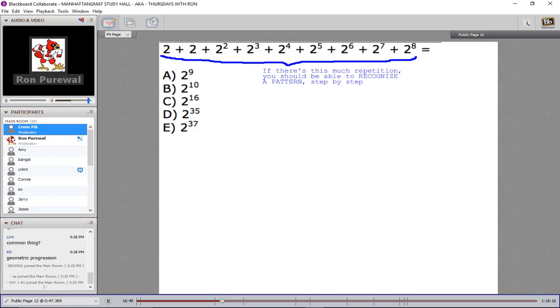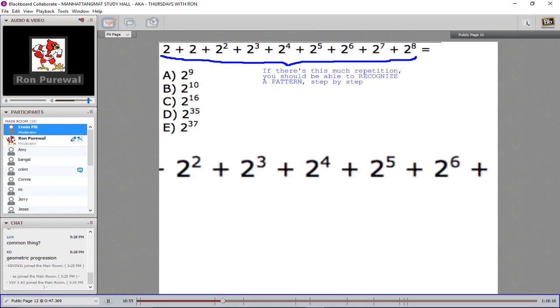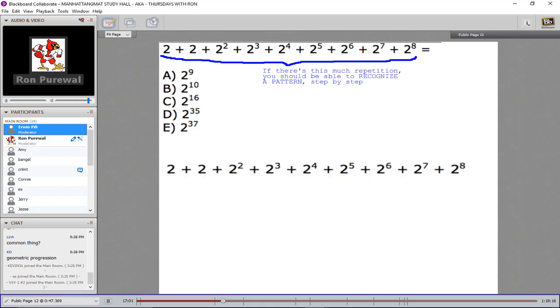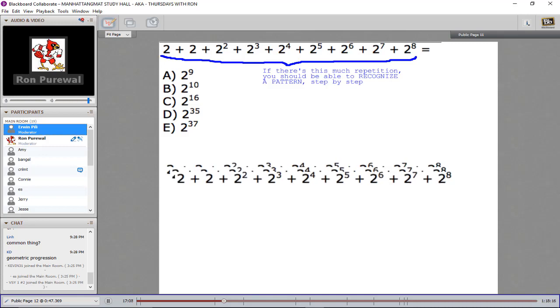In other words, if you just look at that, so this is the thing. And then let's see what happens if we just do the steps one by one. So let me just copy and paste that a bunch of times.